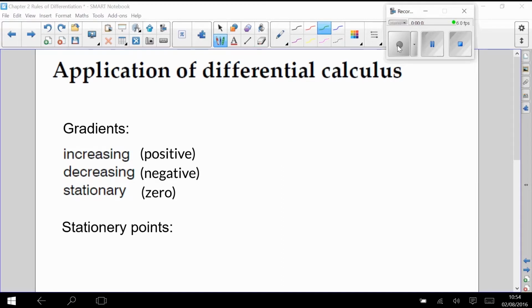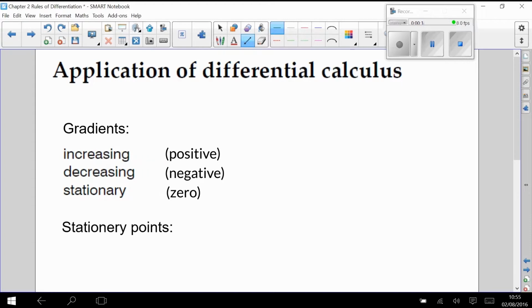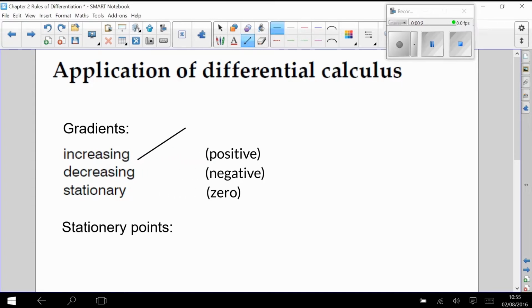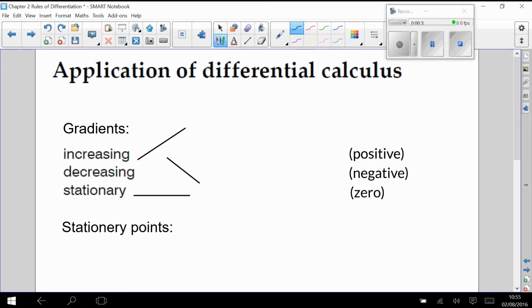As an introduction to Unit 5, where we're going to be taking a look at the application of differential calculus, we just need to take a look at some definitions. If I want to know the gradient, I need to know that that is the gradient of a line. I could have had an increasing gradient, a decreasing gradient, or I could have had a horizontal line, which is a stationary gradient. When I have an increasing gradient, I know that the derivative, which is the gradient of my tangent at that point, would have had a positive value.